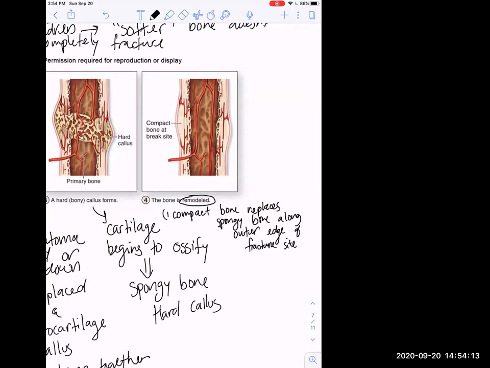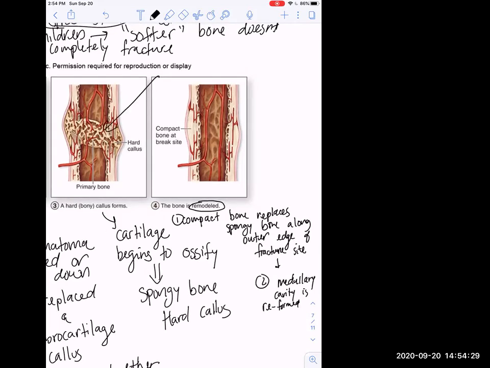Number one. Number two, the medullary cavity is reformed. Notice that we didn't have much of a medullary cavity right here. So this, of course, is going to be done by the work of osteoclasts. Osteoclasts are going to come in and dissolve away all that extra spongy bone tissue that was sitting in what the medullary cavity should be.